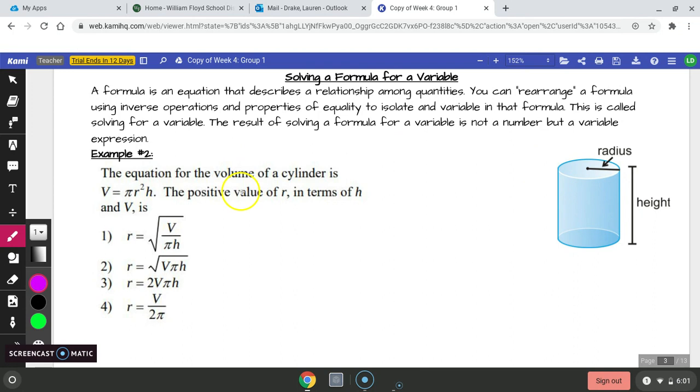Okay. Now it says the positive value of r in terms of h and v is. So what that's asking is they want us to solve for r, and in terms of h and v means that you're going to have an h and a v in your answer. So it's not going to be r equals a number. It's going to be r equals and then something with a whole bunch of other letters. So I'm going to rewrite my formula over here.